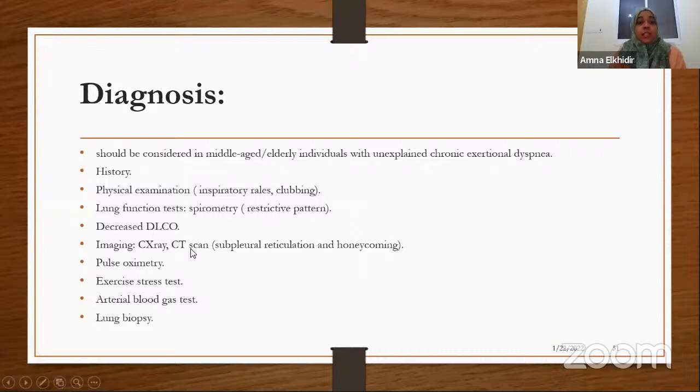And we order a chest X-ray and CT scan. On CT, we see the characteristic lesions of idiopathic pulmonary fibrosis, which are subpleural reticulation and honeycombing. We do pulse oximetry and an exercise stress test. We do ABG, and the last thing, if the diagnosis is inconclusive after doing all this, we can rely on lung biopsy.